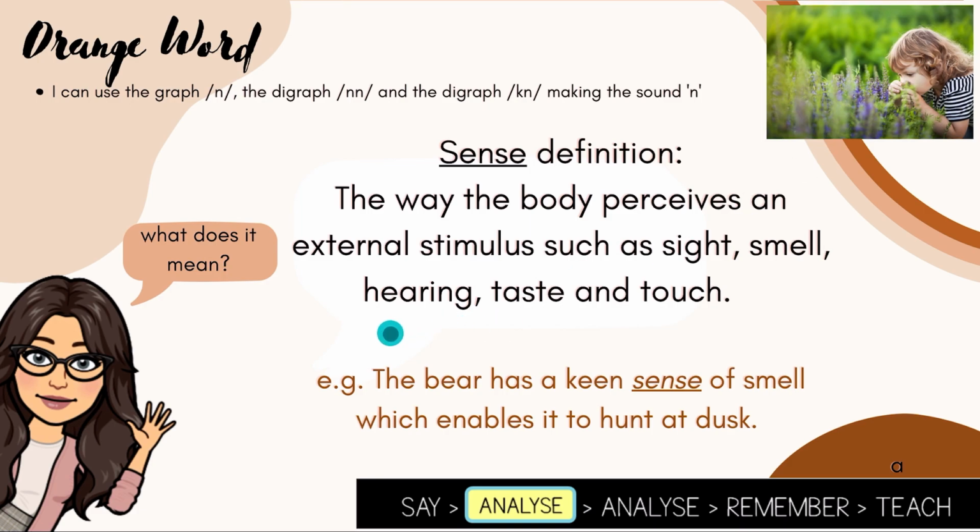Now, the sentence I have put the word sense into today is, the bear has a keen sense of smell, which enables it to hunt at dusk. You might notice that the word sense does sound like other words that we have looked at. It sounds a bit like the word cents, as in I had 50 cents, which is spelled C-E-N-T-S. And this word is called a homophone. So it's where it sounds like another word, but it has a completely different spelling and a completely different meaning.